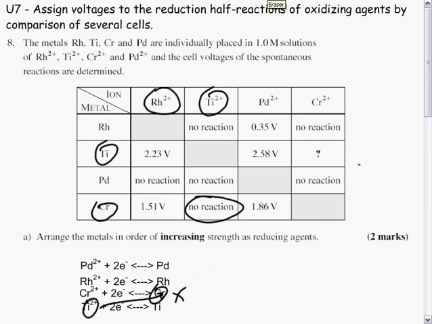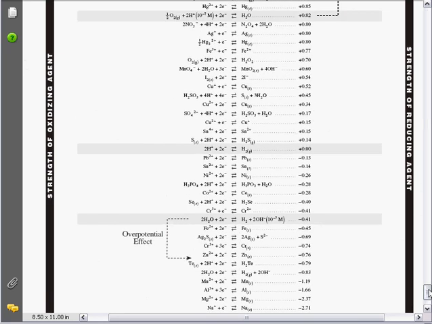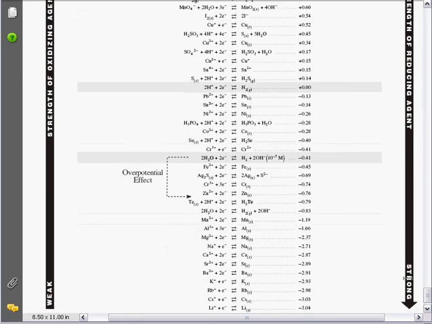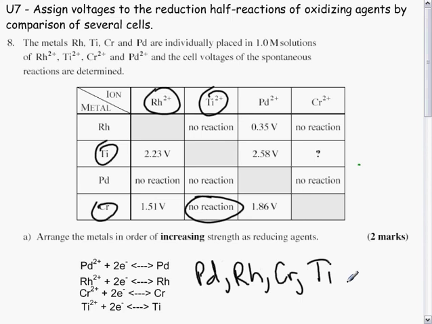So we've arranged all of these reactions in order of spontaneity, and in doing so, we've managed to arrange them so that the stronger reducing agent is on the bottom right. So to arrange the metals in order of increasing strength as reducing agents would go palladium, Rh, chromium, and titanium.